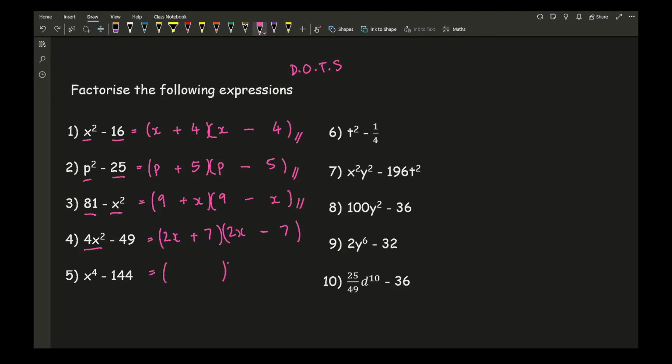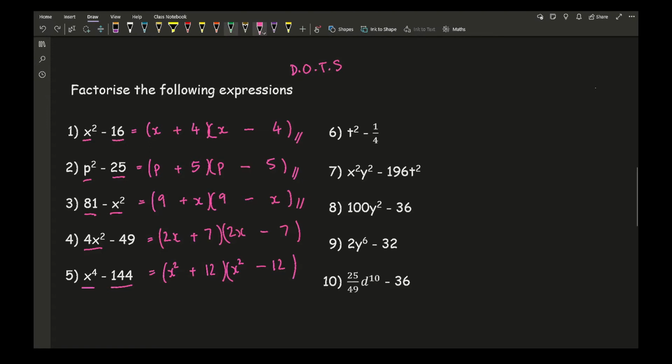Then the next one, I've got the square root of x to the power 4, so that's just x squared, because I can divide the power by 2. And the square root of 144 is 12. And again, one is a plus, one is a minus. Now, as I said, it might seem quite straightforward, but you're going to need to be able to spot this. You've got to make sure that both terms are square values, and also that you're always taking away. It's never going to be a plus, a divide, or multiplying. It's always taking away, hence the name difference of two squares.